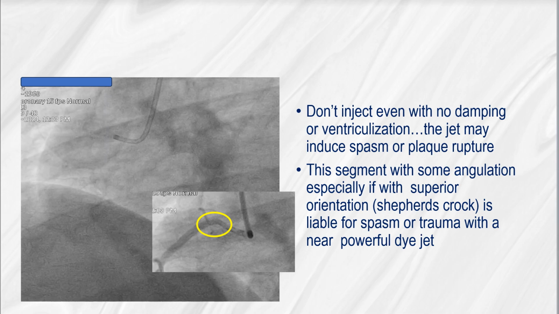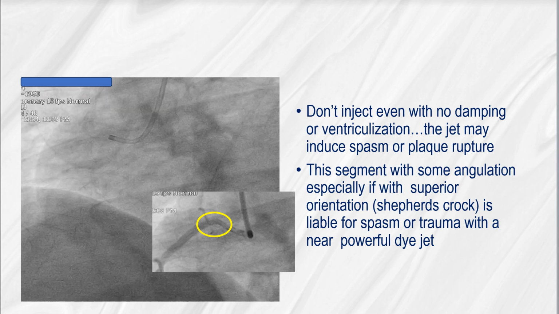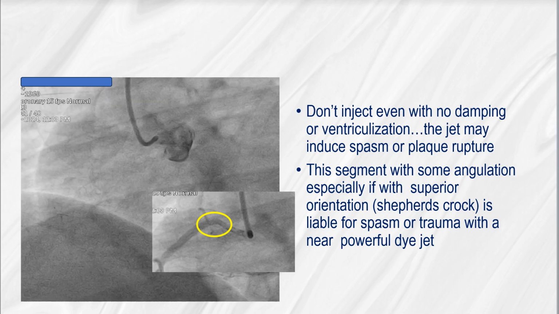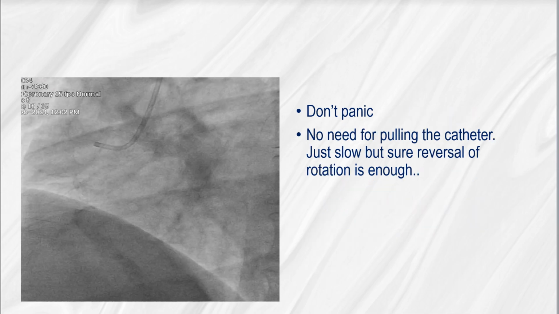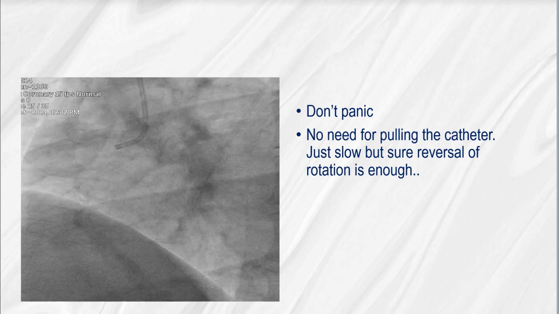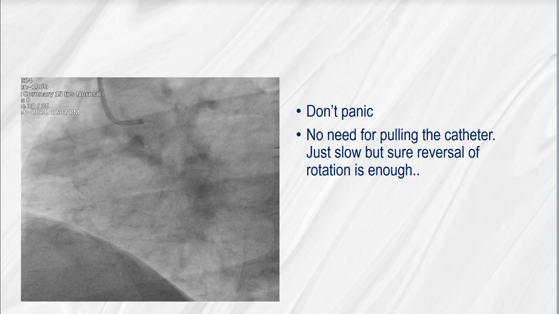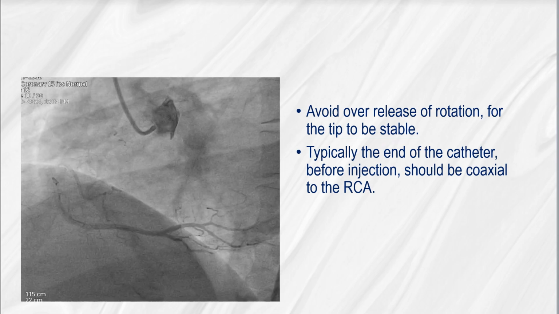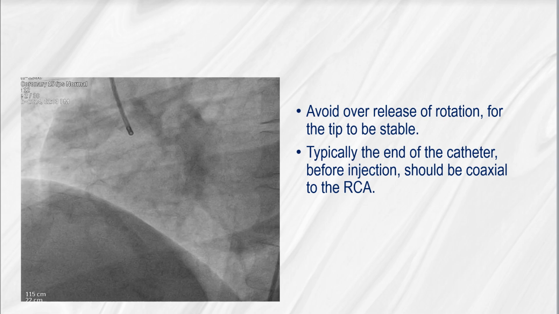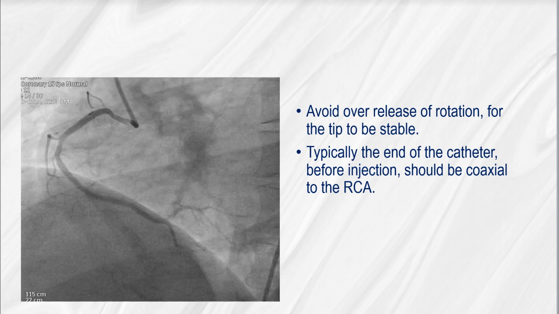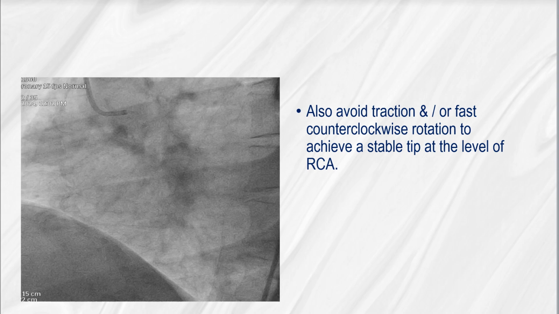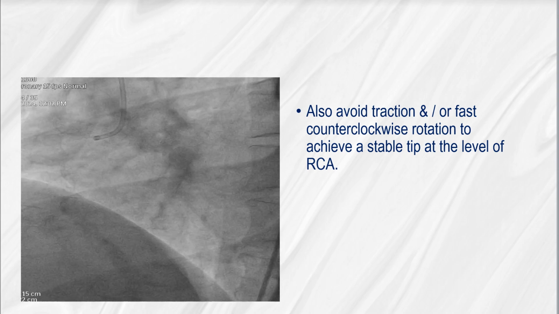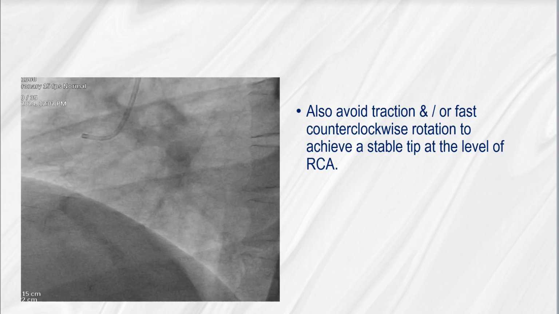This segment with some angulation, especially if with superior orientation, is liable for spasm or trauma with a near powerful dye jet. Don't panic. No need for pulling the catheter. Just slow but sure reversal of rotation is enough. Avoid over-release of rotation for the tip to be stable. Typically, the end of the catheter before injection should be coaxial to the RCA. Also, avoid traction and or fast counterclockwise rotation to achieve a stable tip at the level of the RCA.